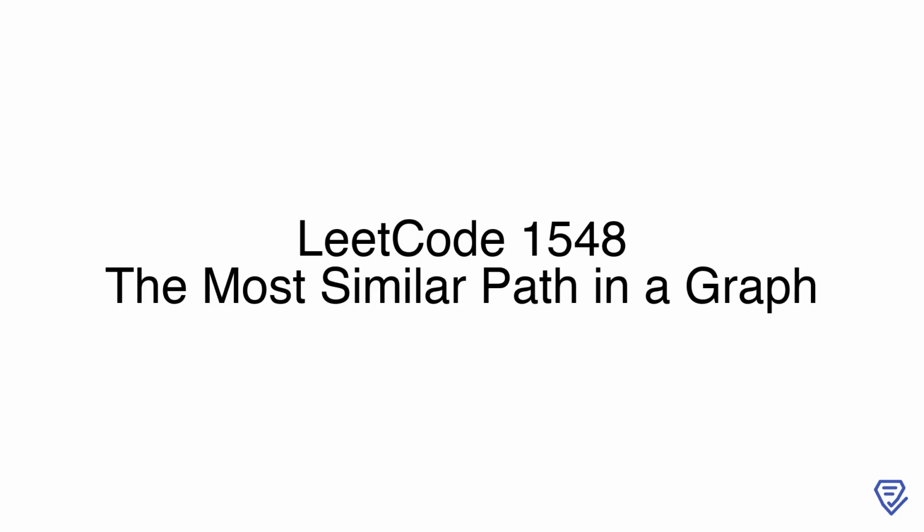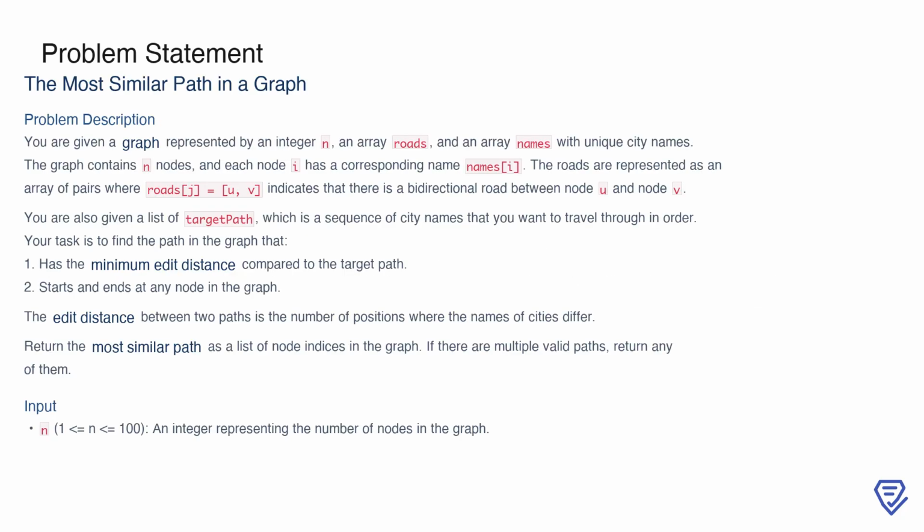Let's get started. In this problem, we are working with a graph that consists of nodes and edges. The graph is represented using three main components: an integer n which tells us the number of nodes, an array roads that specifies the connections between nodes, and an array names where each node is associated with a unique city name. The roads array defines the graph structure, with each pair, u, v, indicating a bidirectional road between nodes u and v. Along with this graph, we are given a target path, which is a sequence of city names we want to follow as closely as possible.